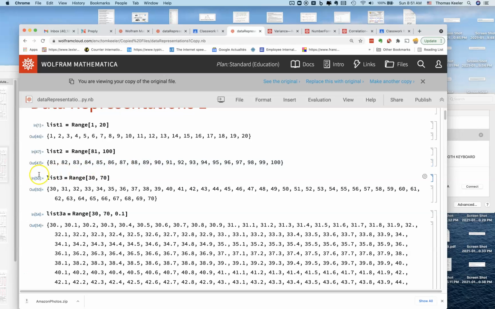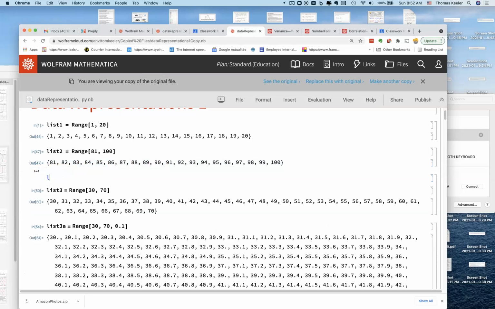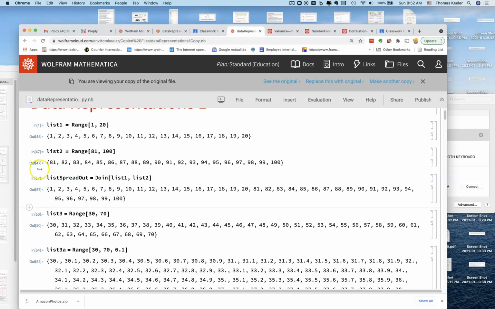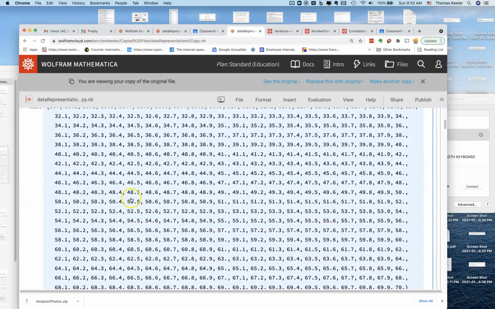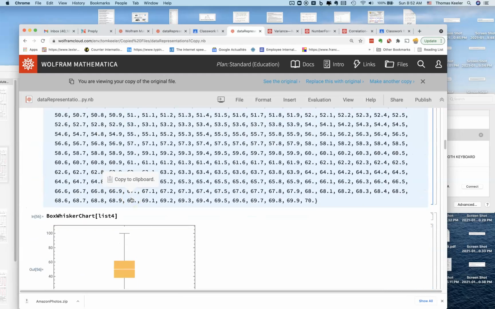If we just use list 1 and list 2, right? So let's just use list 1 and list 2. So we'll call this list spread out. So the list spread out equals join, we just join together list 1 and list 2. Okay, so there's the list spread out. Okay, so it's got 1 to 20.